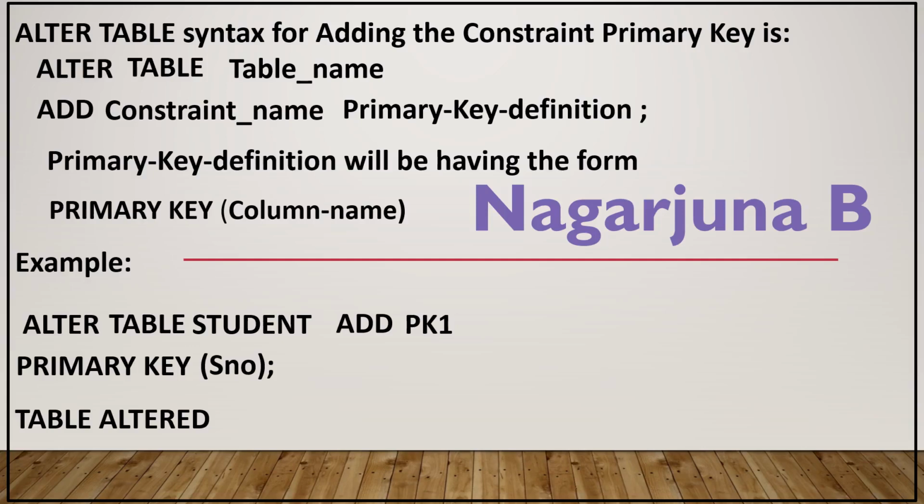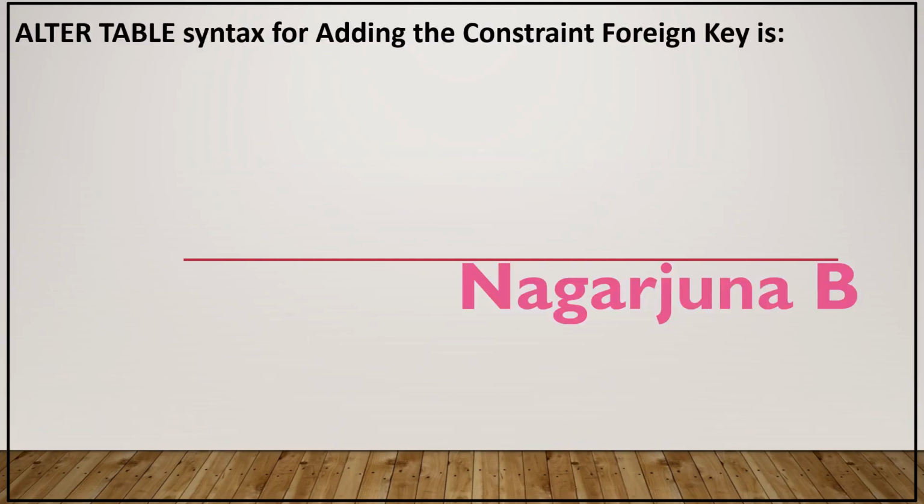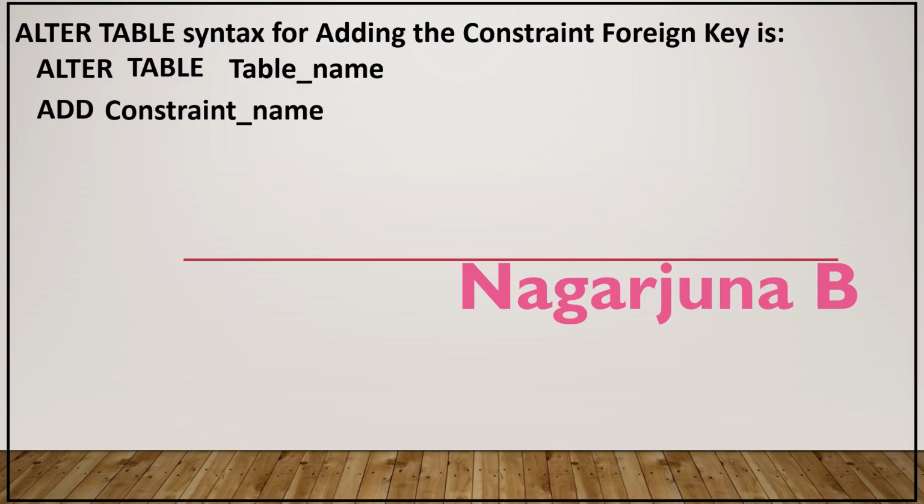Student number has been added as a primary key. So in this way, we can add a primary key constraint by using the alter table command. We can also use the alter table syntax for the purpose of adding the foreign key constraint, and that syntax is: alter table, table name, add constraint name, after that the foreign key definition, after that semicolon.